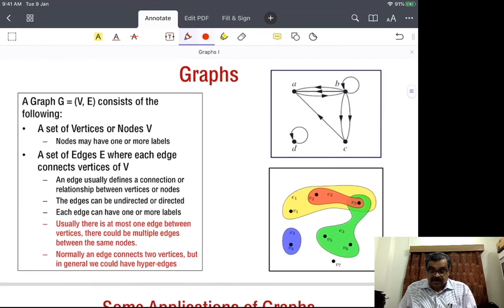Now we come to some special cases. Let us look at this example in figure 4. In figure 4, we see a special case of a graph having a self edge. It is called a self edge or a self loop.